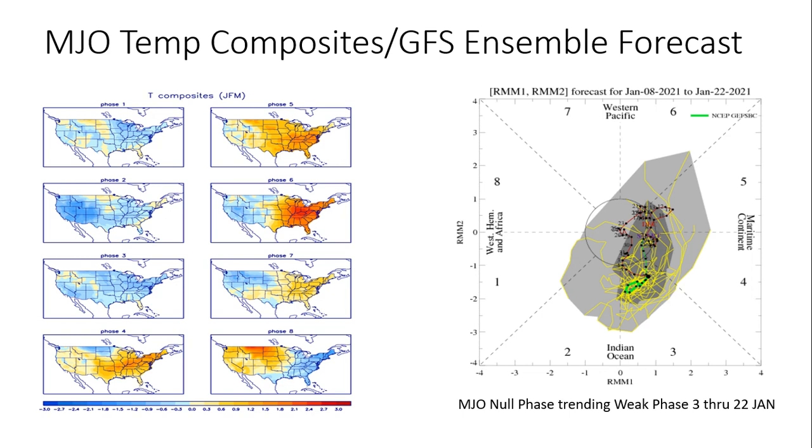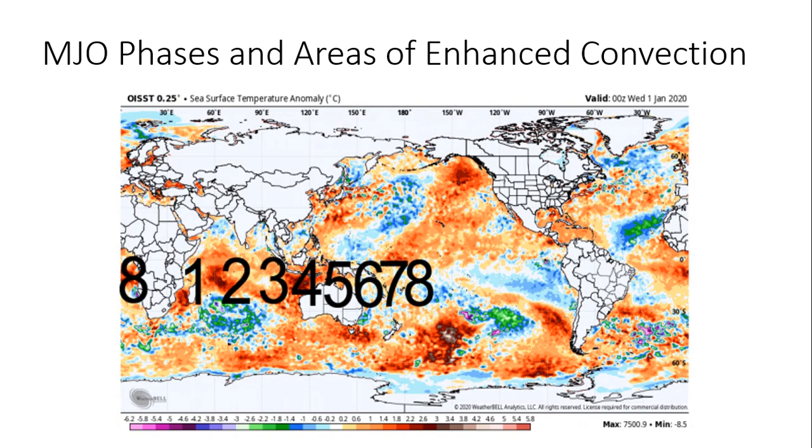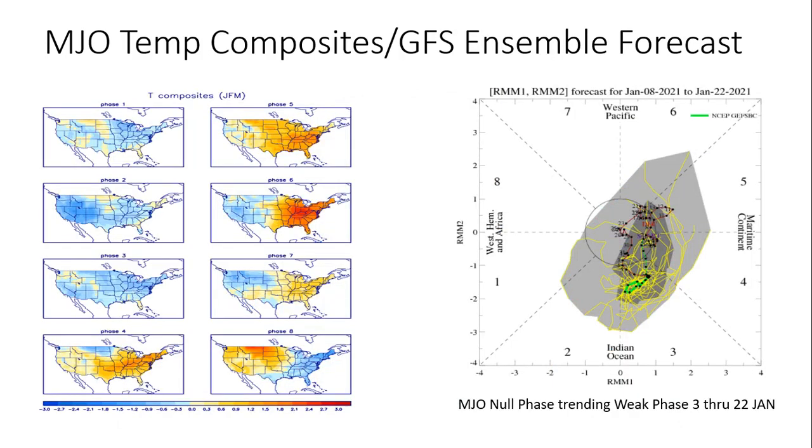And you'll notice that the green line in this particular forecast is generally associated, the coloring there, the shading, the line is in phase 3, which would indicate enhanced convection in the Indian Ocean. Let's see numbers 2 and 3 there, associated with enhanced convective activity in the Indian Ocean. And so the forecast off the GFS Ensemble is for the MJO. Initially, you'll notice it's in the smaller little inner circle, and then it goes into more of the weak phase 3 through the 22nd of January.